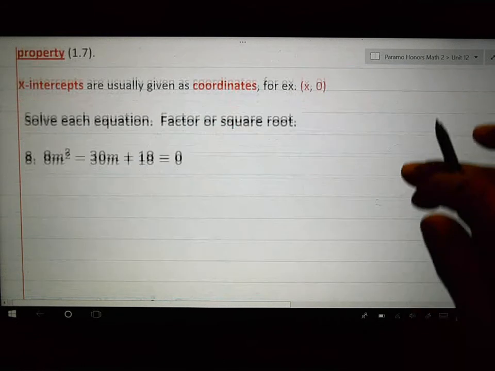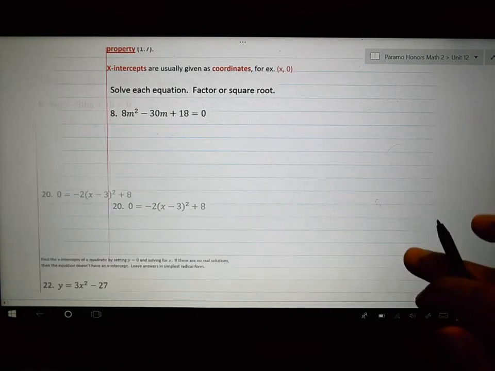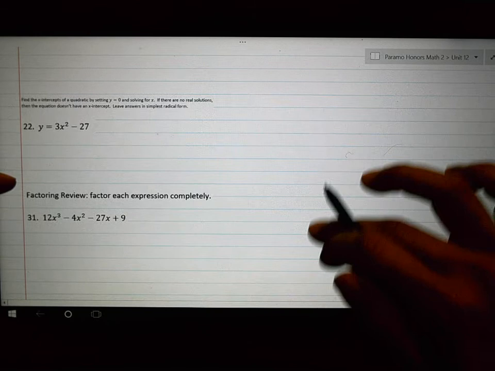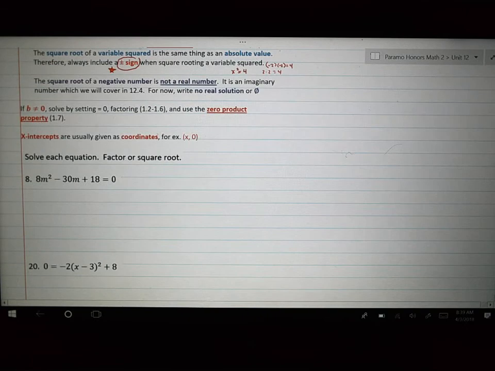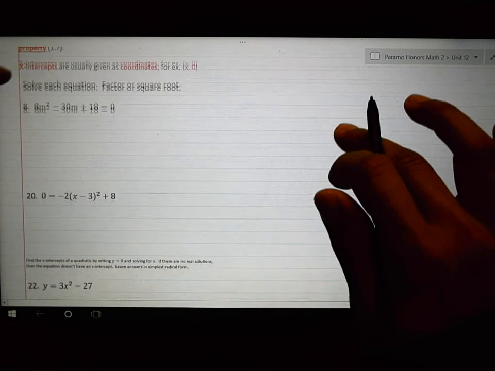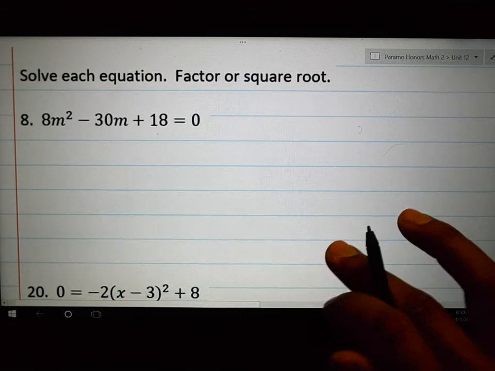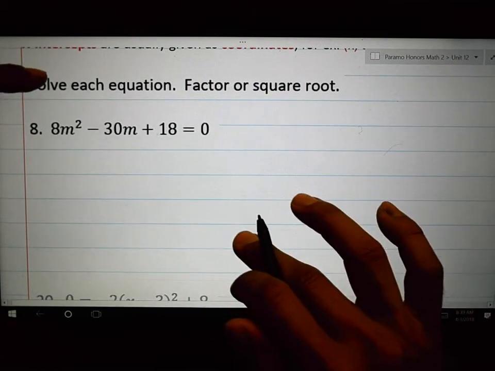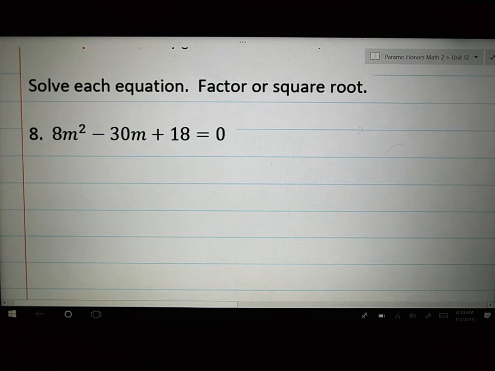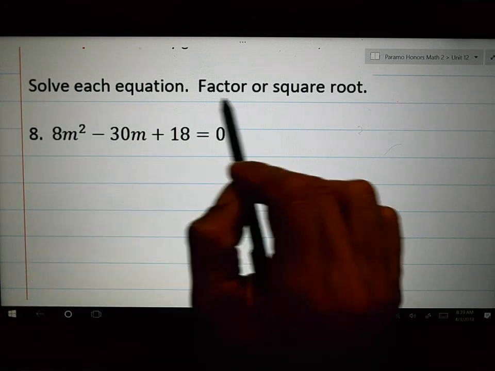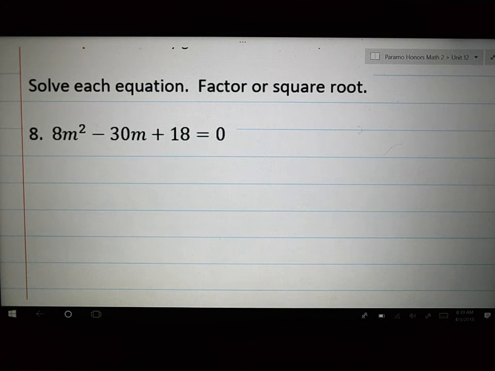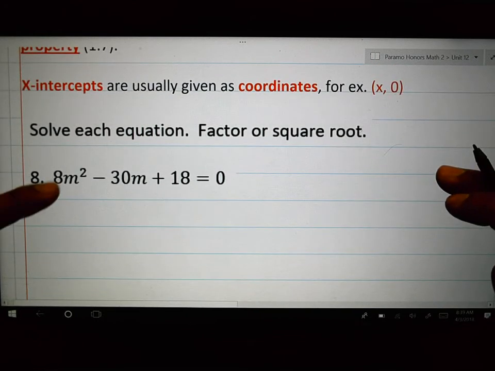Okay, so with that being said, we have 1, 2, 3, 4 examples that we're going to do, and you are welcome to do them on a separate sheet of paper, because remember, we're not writing in the packet anymore, and you can skip some space if you would like to, but here are some examples for us to do. Number 8. Solve each equation, factor or square root.